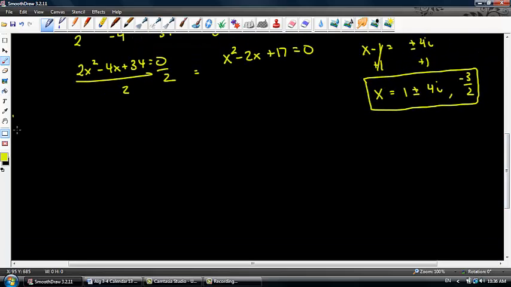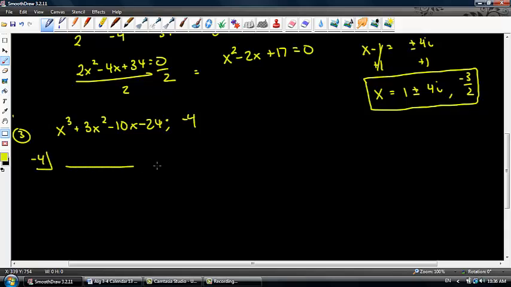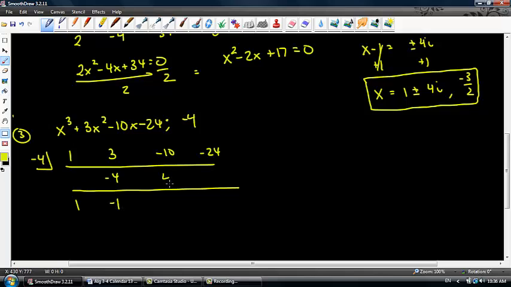Let's do one more. If I give you x to the third plus 3x squared minus 10x minus 24, and I give you negative 4, again, plug negative 4 in there, 1, 3, negative 10, negative 24. Bring the 1 down, negative 4, negative 1, 4, negative 6, positive 24, 0.